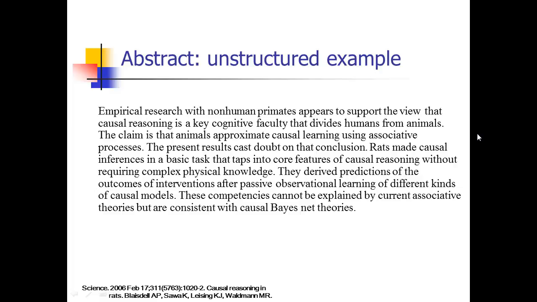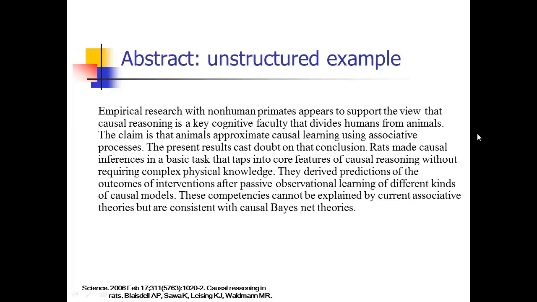Rats made causal inferences in a basic task that taps into core features of causal reasoning without requiring complex physical knowledge. And they derived predictions of the outcomes of interventions after passive observational learning of different kinds of causal models. And these competencies cannot be explained by current associative theories, but are consistent with causal-based net theories. They don't tell you what that is, but they're assuming that you might know. So you can see that they have given the big implication, and why you should care, kind of in the middle of this one, but it is there. And so they got all the key points in a very short space.